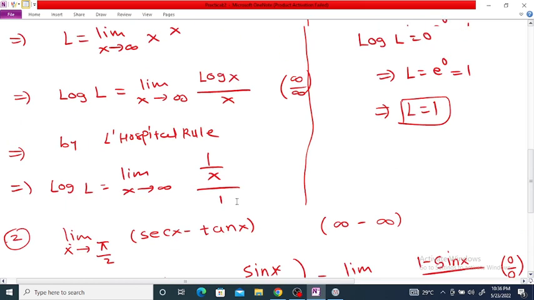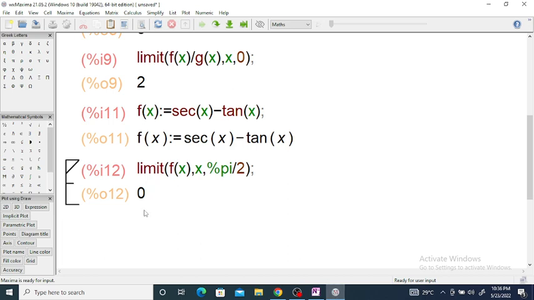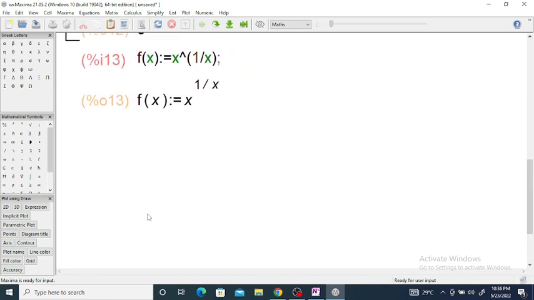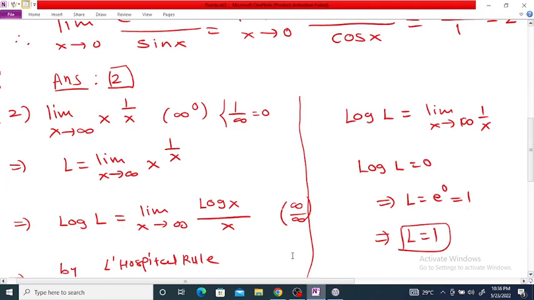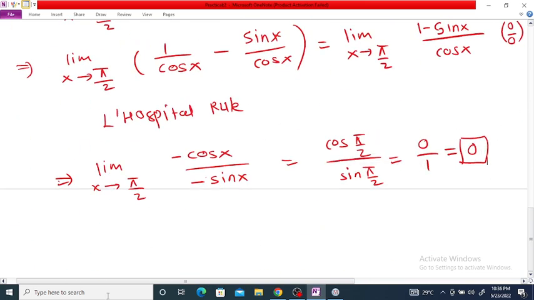And the second question is limit x tends to infinity, x raised to 1 by x. So if we again take f of x is equal to x raised to 1 by x, and we write the limit of f of x in the variable x with the limiting point infinity, then the answer is 1. You can check here, our answer is 1. Here the limit is 1, and in the previous one the limit is 0.